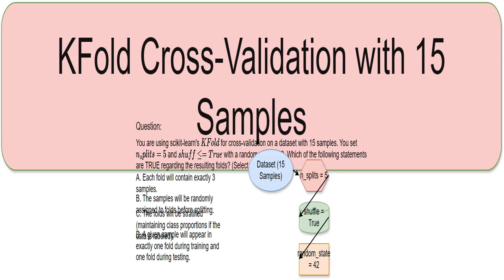I am using scikit-learn's KFold, a technique to evaluate machine learning models. KFold divides your data into K groups, or folds, for cross-validation. Here, I have 15 samples, meaning 15 data points to split. The question tests your understanding of how KFold works with specific settings. We'll examine the effects of the different parameters.